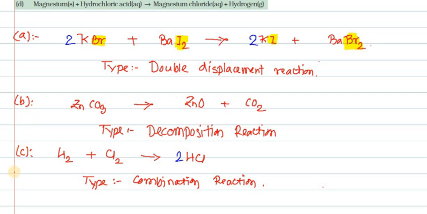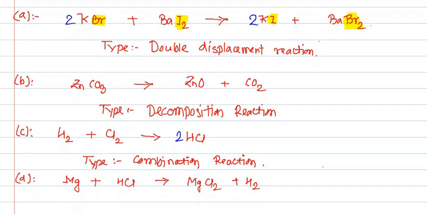Okay, let's move on to the last bit, that is D. It says magnesium plus hydrochloric acid form magnesium chloride and hydrogen gas. So here we have magnesium, which is Mg. It reacts with hydrochloric acid, which is HCl, to form magnesium chloride, MgCl2, plus hydrogen. First balance this equation.